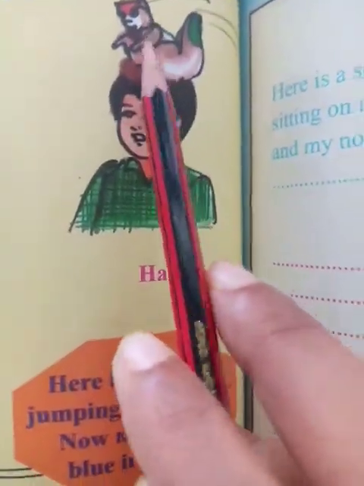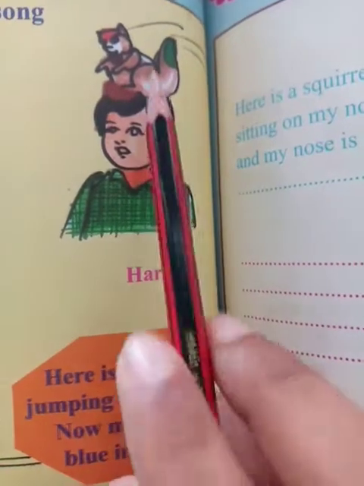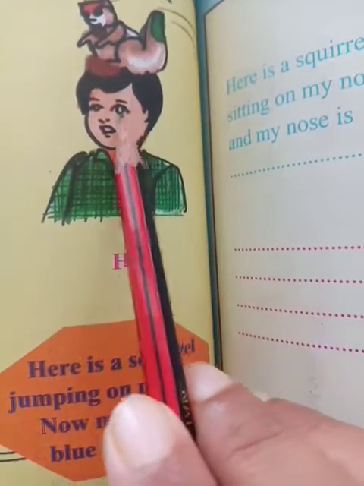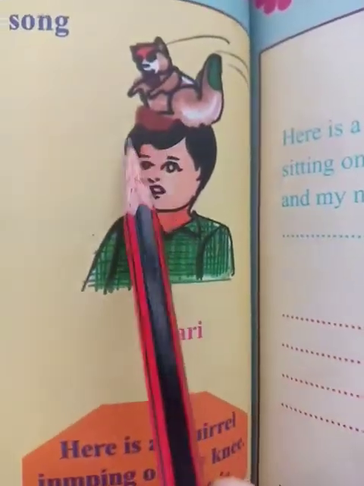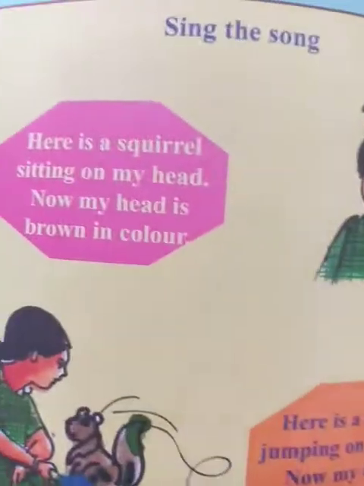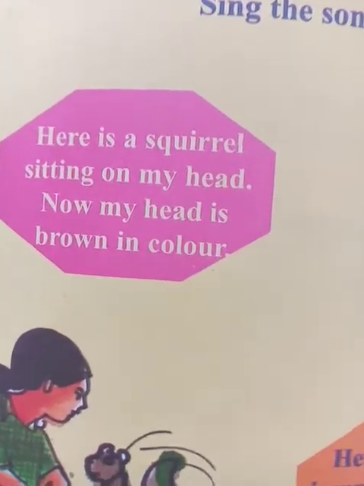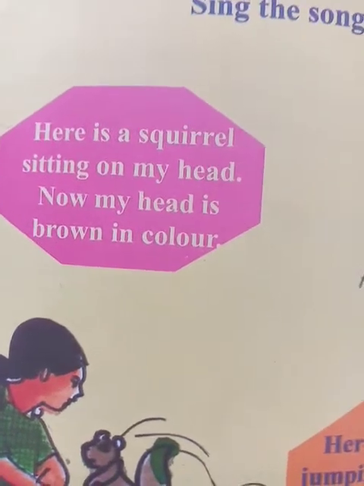Yes, so here is a squirrel sitting on whose head? Hari's head. So Hari's head is now brown in color. Which color? Brown in color. So Hari is singing the song. What is the song? Here is a squirrel sitting on my head. Now my head is brown in color. Now, got an idea how to sing?